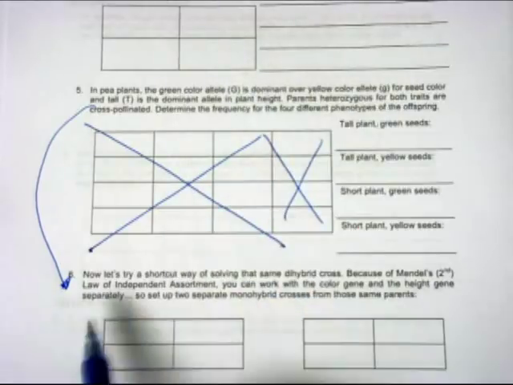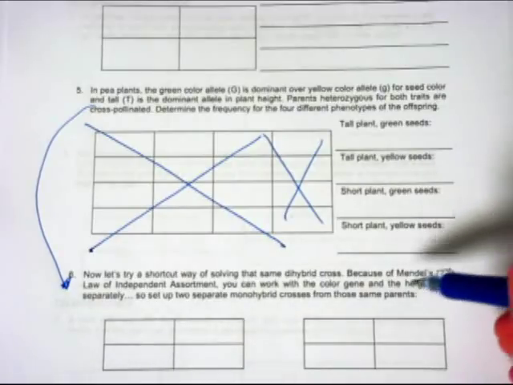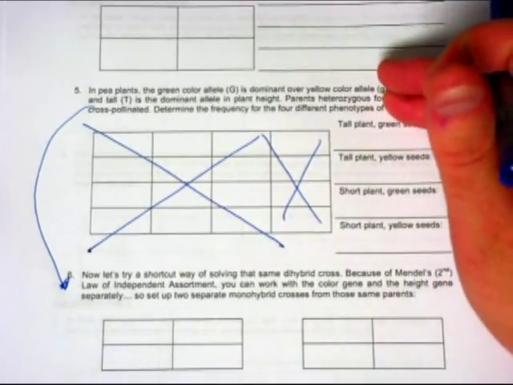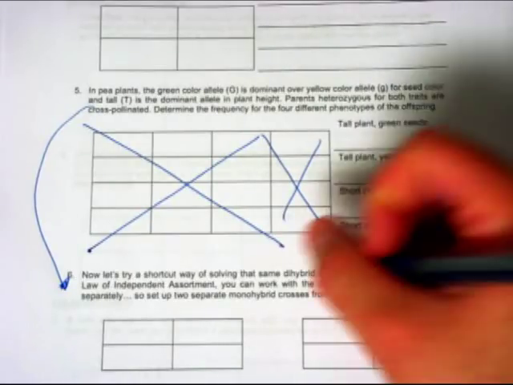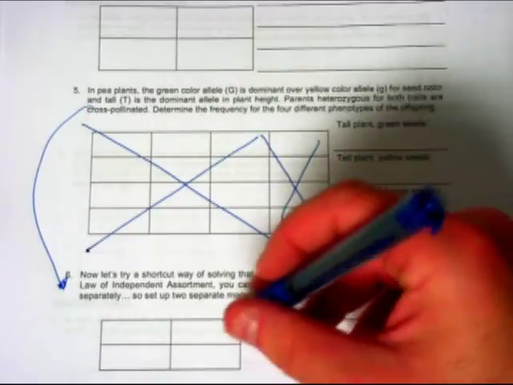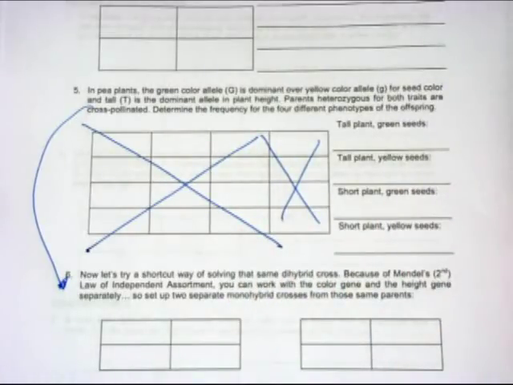But the idea is to use this data to solve for 6, because 6 says, now let's try a shortcut way of solving the hybrid crosses. So basically, don't try to do the hybrid cross like number 5 says. Don't do a 16-box one. You want us to answer the questions? Yeah, the questions are going to use the boxes from 6 to solve it, of course. Okay.